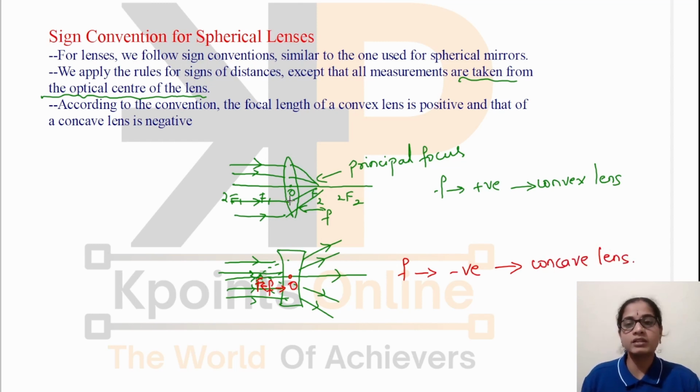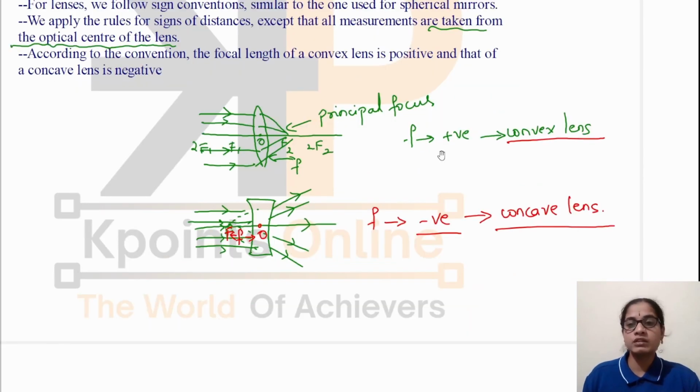So, always remember, when the focal length is given positive, then it is convex lens. When focal length is negative, it is concave lens. Understood? If F is positive, then it is convex lens. If F is negative, then it is concave lens. This is about the sign convention for spherical lenses.